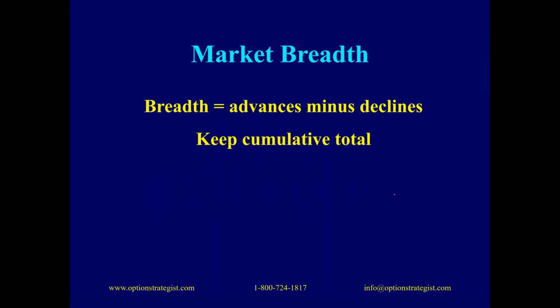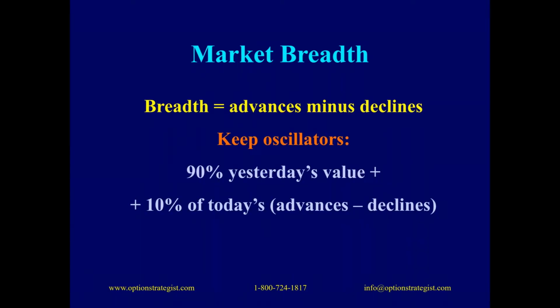The next topic that we look at is market breadth. In this particular case, breadth was terrible for a long time, and now it's actually starting to improve. And that's, I think, an overall positive for the market. But breadth is just the difference between advances and declines during the day. And then we actually look at the end of the day. But you can keep that as a cumulative total, so you just keep a running total day by day. Or you can keep an oscillator, and we do both.